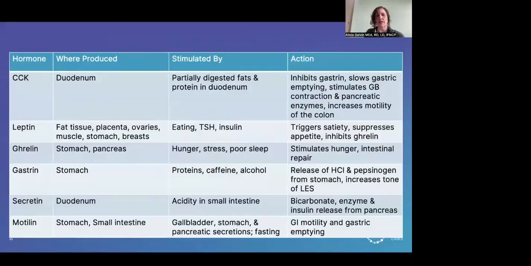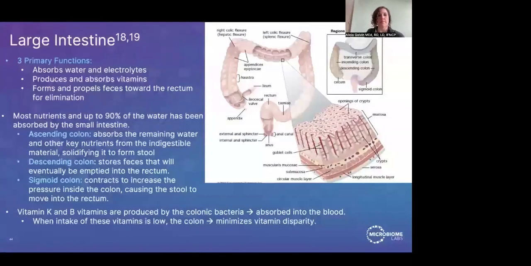And so this is the summary table. We haven't talked about all of these, but I just put some of the main digestive hormones, where they're produced, what stimulates them, and then what their action is. Again, this is more of a reference table for you as you're going through, just to kind of review some of the content that we've been discussing today.